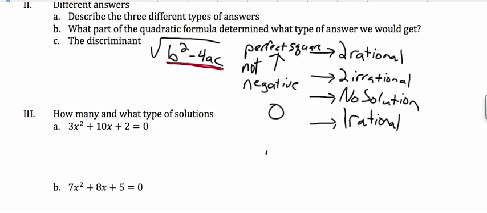Okay? So the way you use the discriminant is really easy. If you just want to know what kinds of answers you're going to get, you just figure out what number would be underneath the square root of the quadratic formula. If it's a perfect square, you get 2 rational. If it's not a perfect square but still positive, you get 2 irrational. If it's negative, you can't get an answer because we can't take the square roots of negatives. And if it's 0, you get 1 rational. Okay?